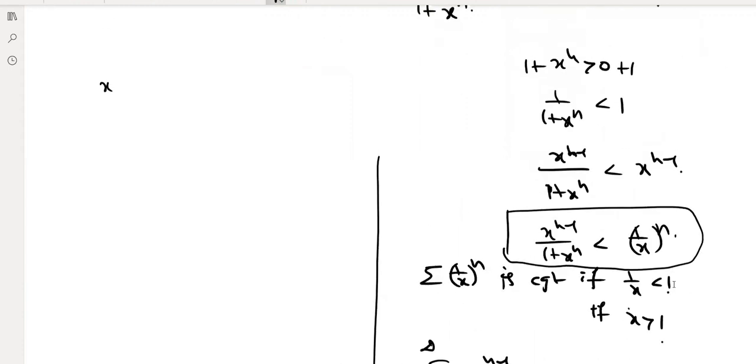What is x less than 1? When x is less than 1, this is my nth term of the sequence. Now what you do is you can take common x power n.